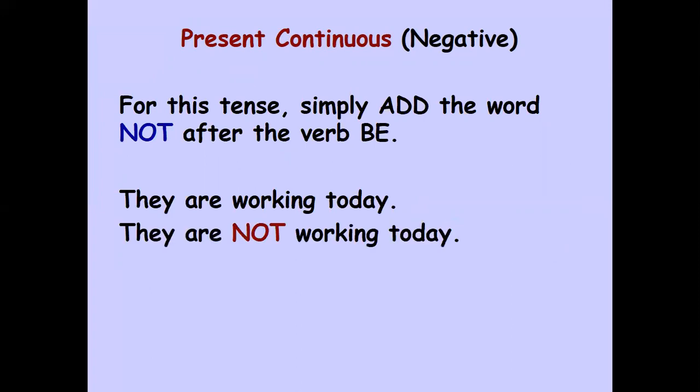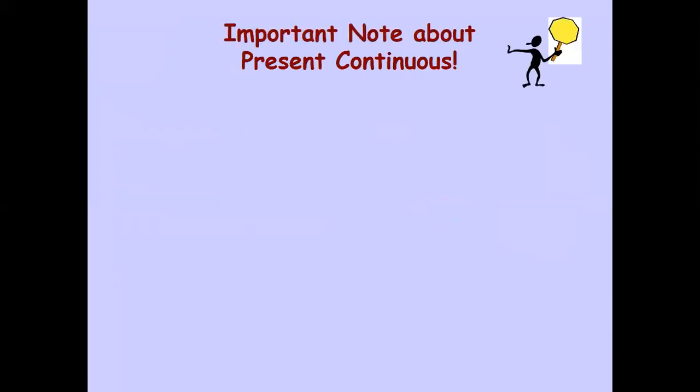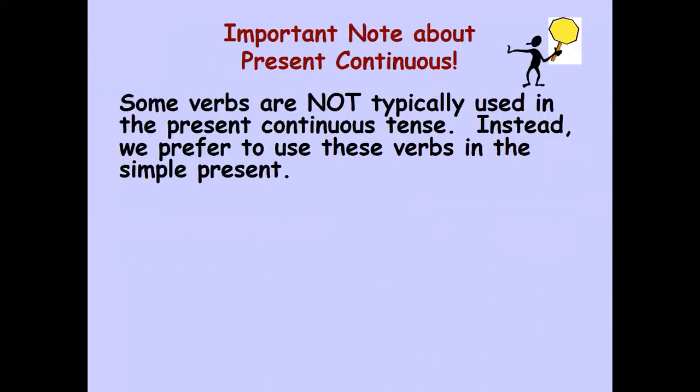Okay, the negative, like we're talking about the verb to be, we only add not. That's it. So they are not working. Affirmative, she is taking a math class. Negative, she is not taking a math class. So for the negative of the present continuous, we need to add not to the verb to be, which is the most important trait that this grammar structure possesses.